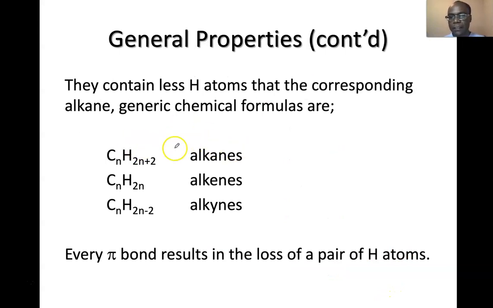The general formula for alkanes, to review, was CnH2n+2, where n is the number of carbons. For alkenes it will just be 2n. You lose 2 hydrogens, you'll be left with 2n. To move from alkenes to alkynes, you lose 2 more hydrogens, so it will be 2n minus 2. These are unsaturated. Why? They have fewer hydrogens. Those hydrogens are replaced by pi bonds.